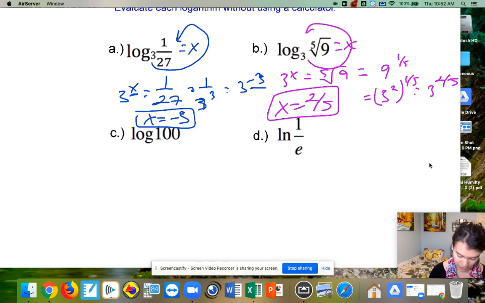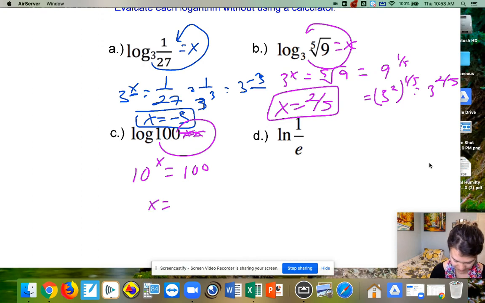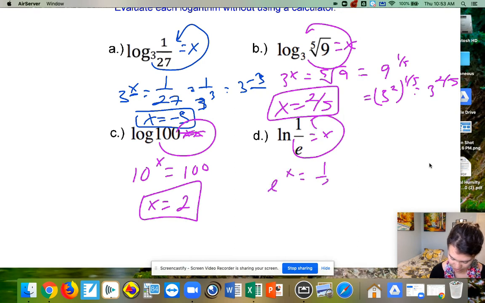And then we're going to keep going here. So we can rewrite this as equals x. Do your loop. There's nothing written, so it has to be 10 to the x equals 100. Well, that's just 2, since 10 squared is 100. Do the same loop here. e to the x equals 1 over e, which is the same as e to the negative 1. x equals negative 1.